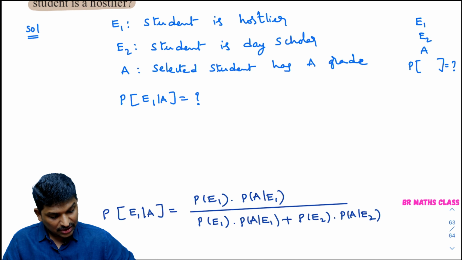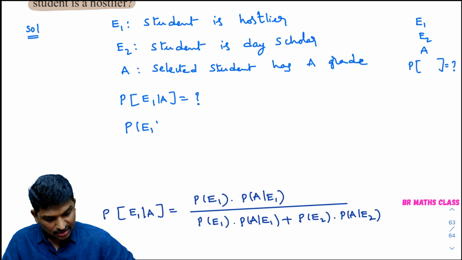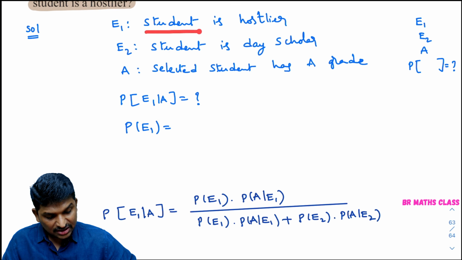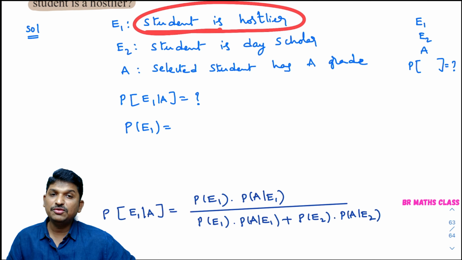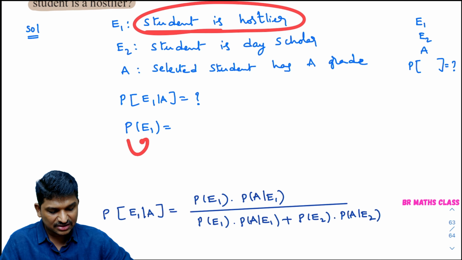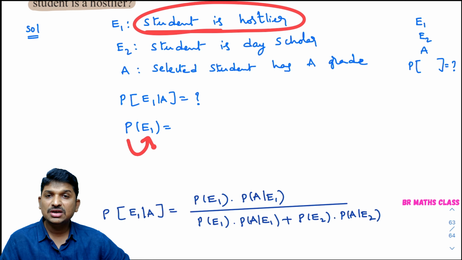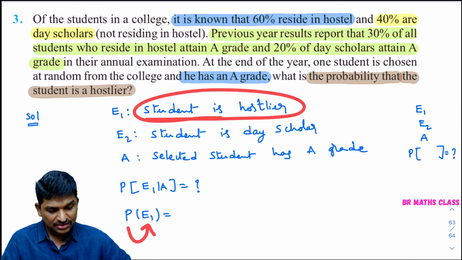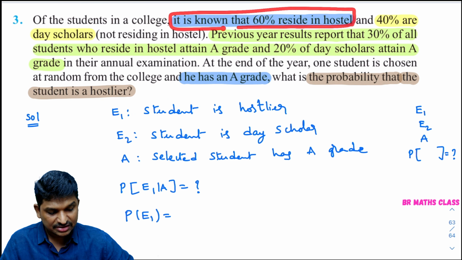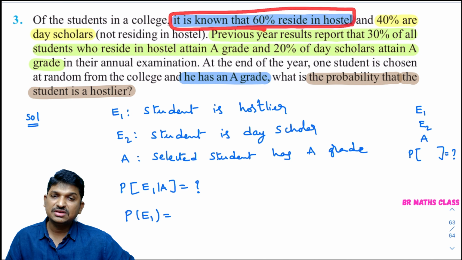Right, see, I'll calculate probability of E1. What is the probability of E1? Probability that the student is hostler. E1 means the student is hostler. We select one student now. From a college we will select one student. What is the probability that the selected student is hostler? In a college, how many hostlers are there? You see, in a college 60% of the students are hostlers.